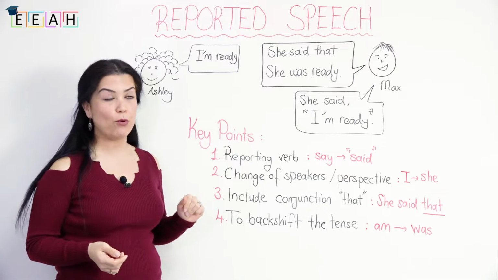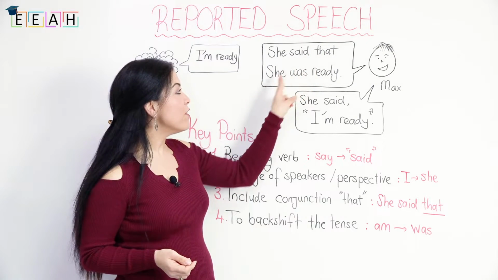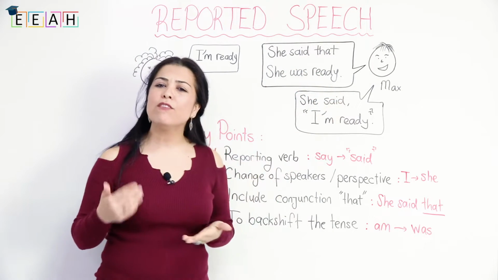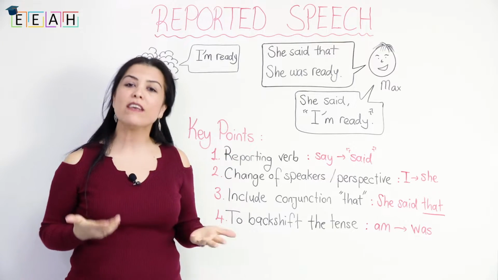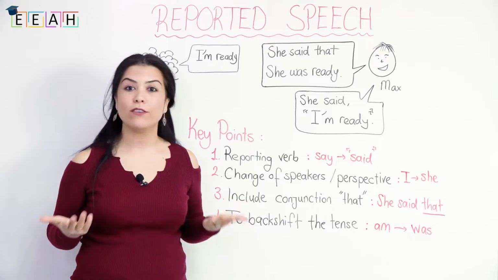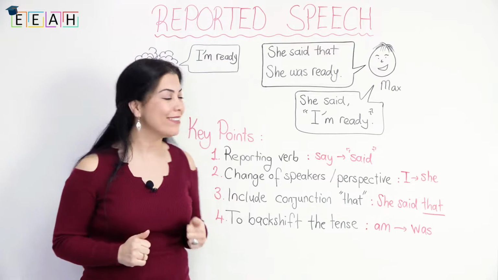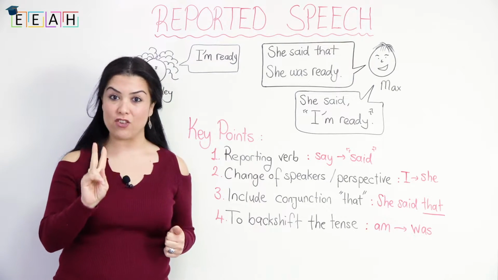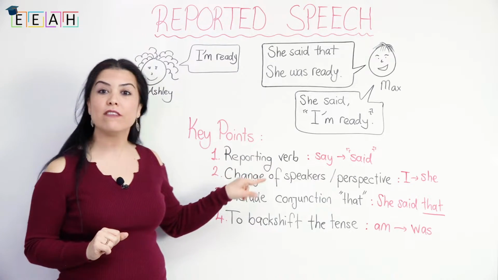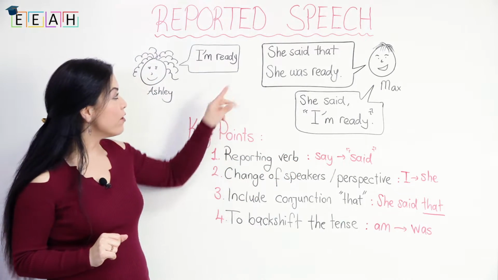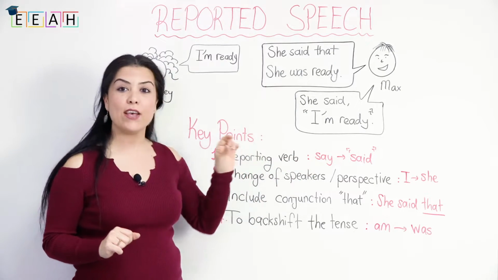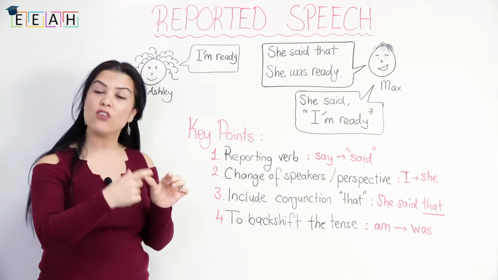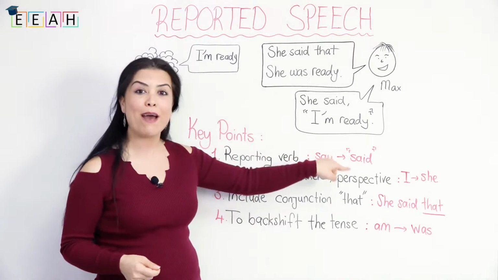Look at this example. She said that she was ready. As you report using the reported speech form, some things change in a sentence. What are they? Let's have a look. The first thing that changes is that there is a reporting verb. So here, she said that. We use say as a reporting verb and it changes form. We report in the past tense.